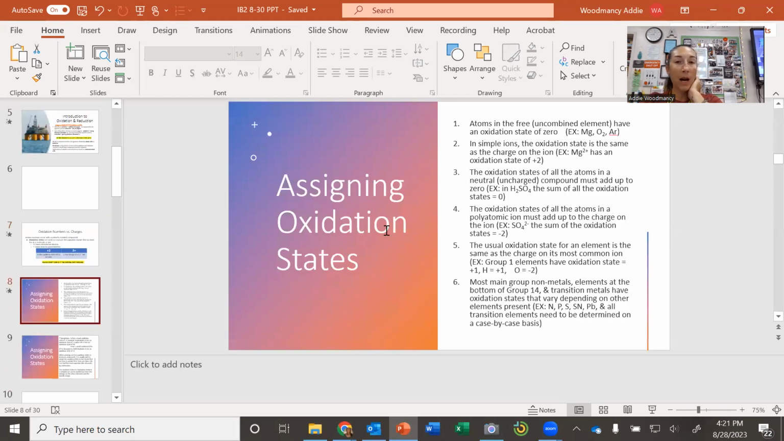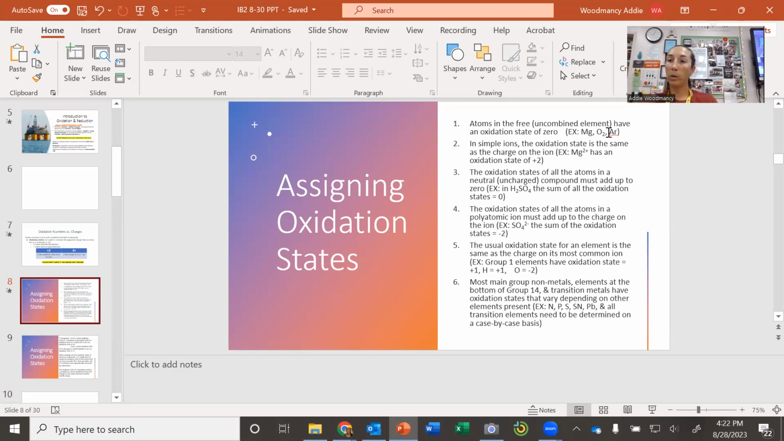So let's talk about how we find these oxidation states. And this slide seems really scary, but it's not scary at all once we go through it. Atoms that are free, which means they're not combined with another element. So you look on the periodic table and you see magnesium. Magnesium, and only magnesium when it's by itself, is a neutral element. Its oxidation state is going to be 0.